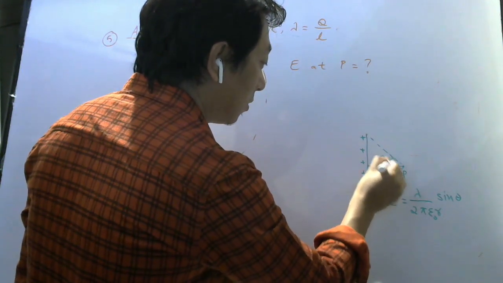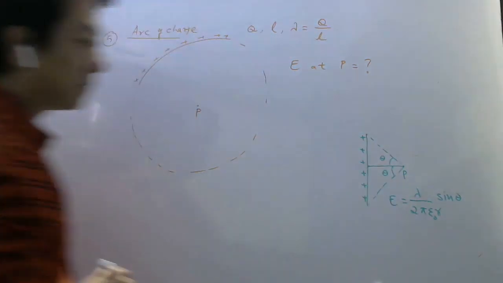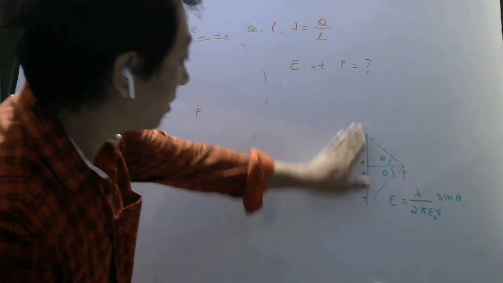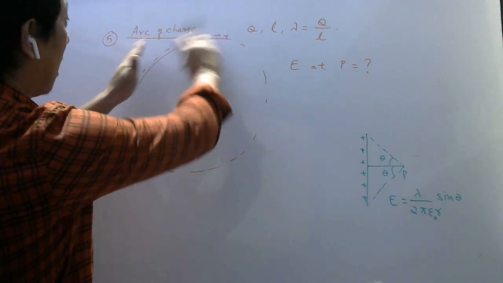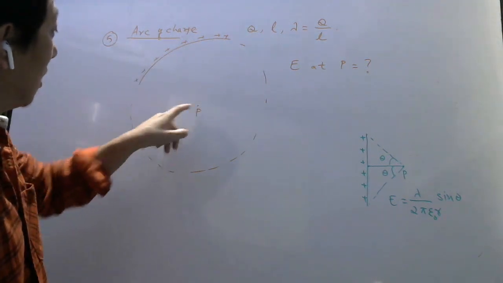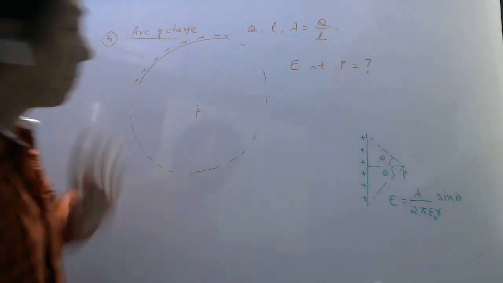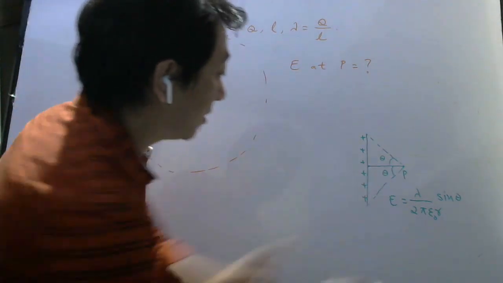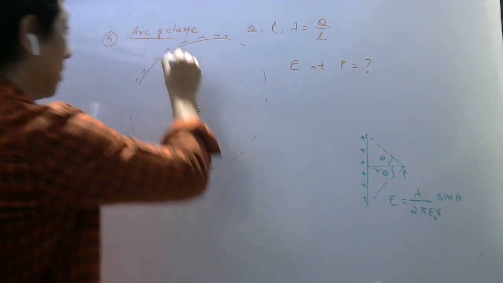Either this or this. Remember, right? Okay. Now think this line charge is made into an arc. And this P is your this P. Then this R is this distance. So that R will be nothing but the radius of the circle.